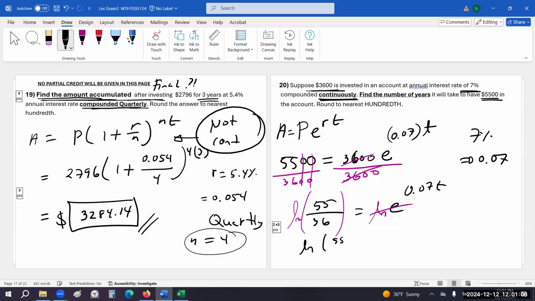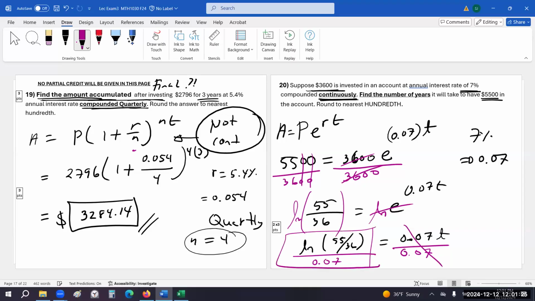We get 0.07t, so we divide by 0.07. And whatever is left, that's our answer. Yeah, myself was right. The calculator automatically gets rid of the 0. So the answer is 6.05.